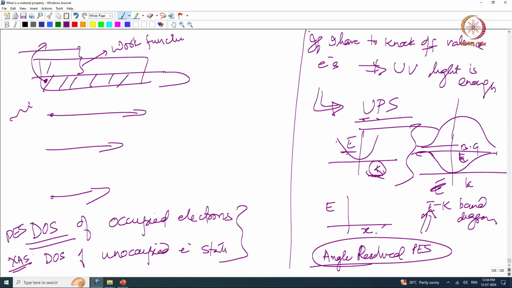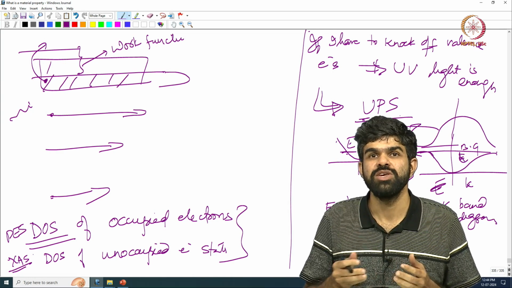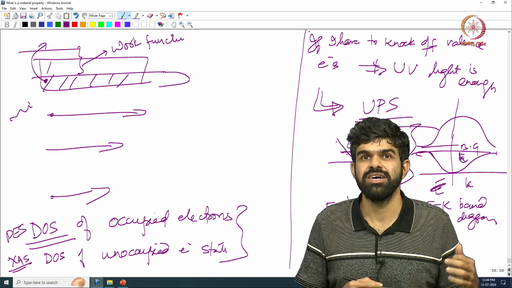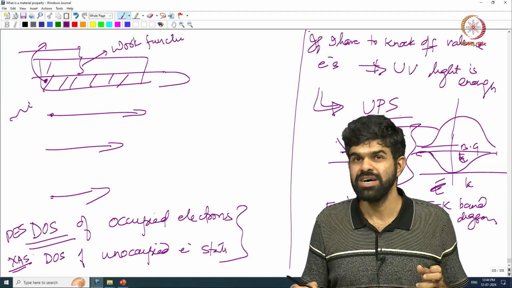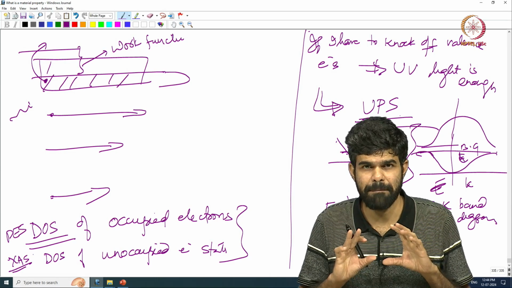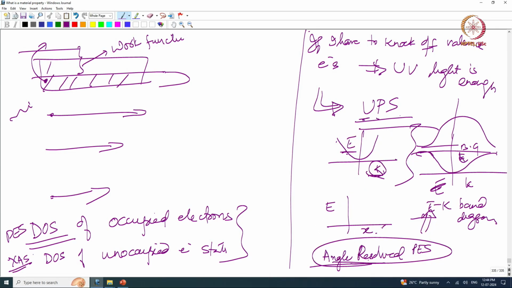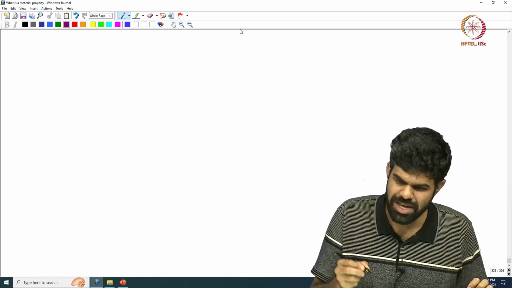Will allow you to use EK diagrams. I will not go into details of it, but I would urge you, if you are interested in spectroscopy, to give a cursory reading through Wikipedia or some basic source to understand what angle resolved spectroscopy, angle resolved PES, is. It is a very cool, neat technique to get complete information about the band structure of your valence band and conduction band as a function of K. Okay, with that, let us stop here.